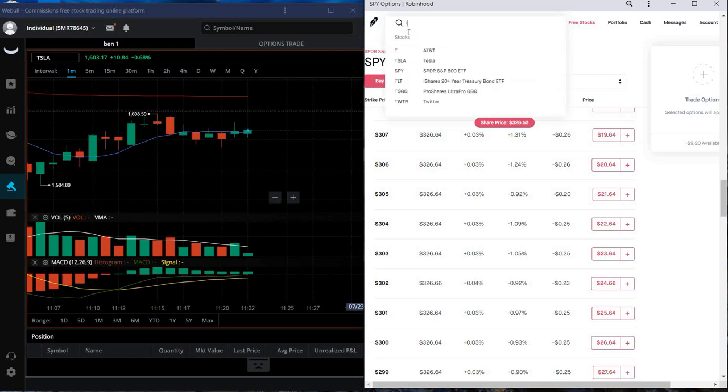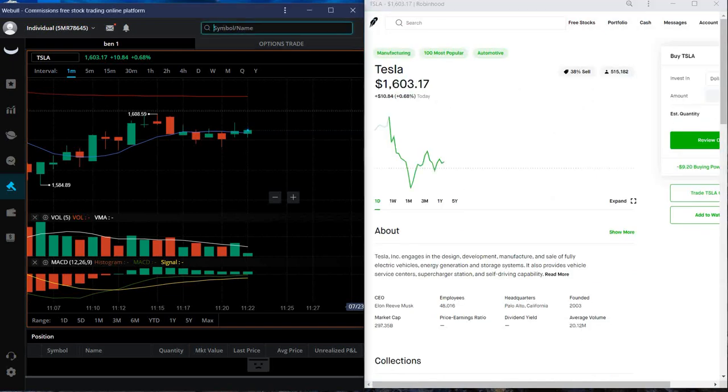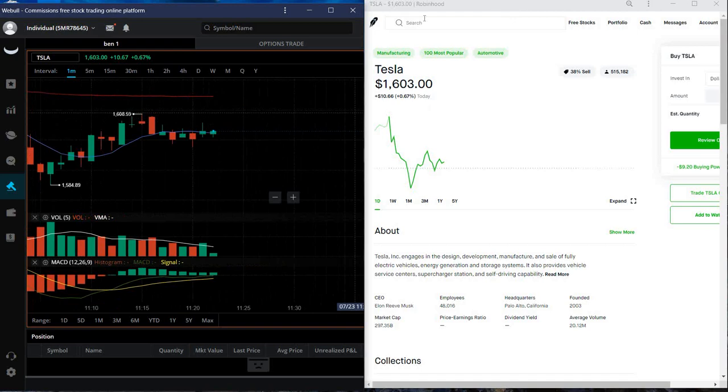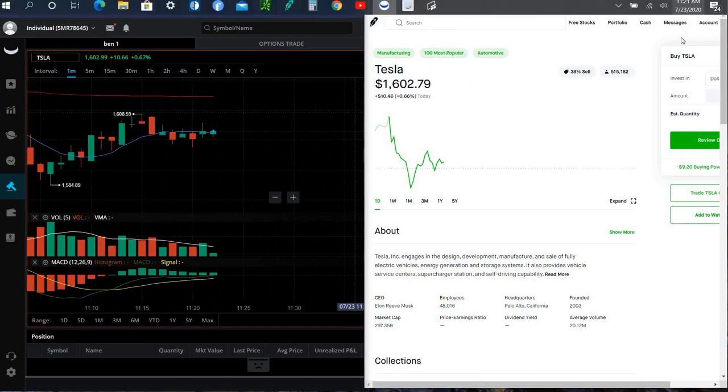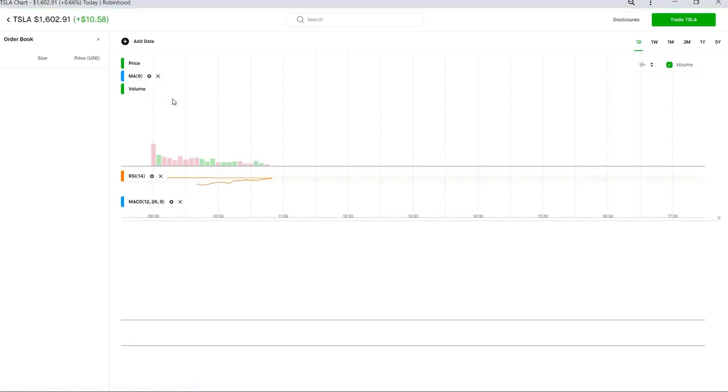So let's go to Tesla. So the difference with trading. For Robinhood, this is what you get. This is the chart. You can expand it. It doesn't really show you much. It's slow. It lags.